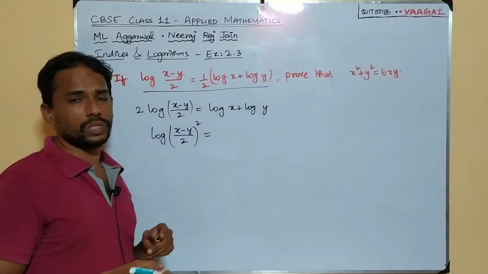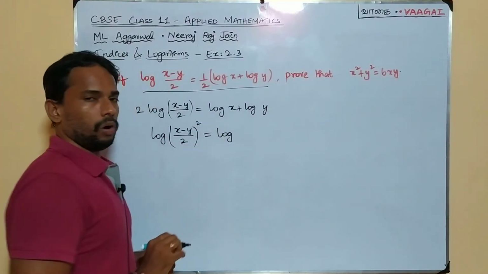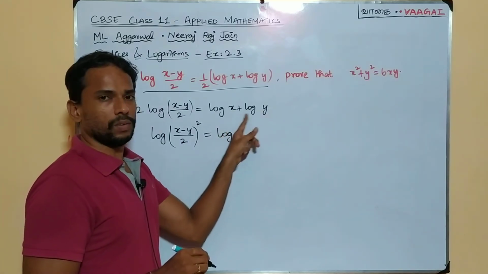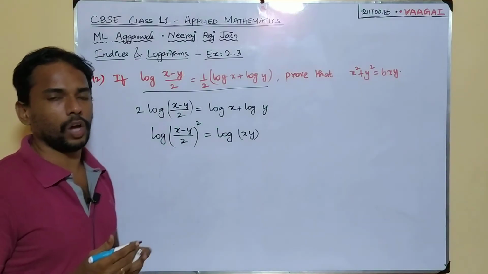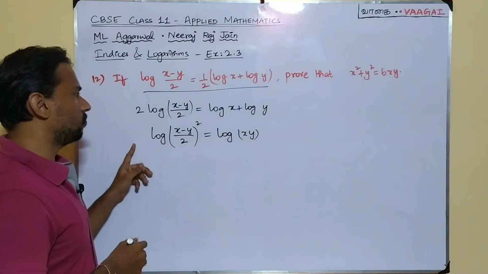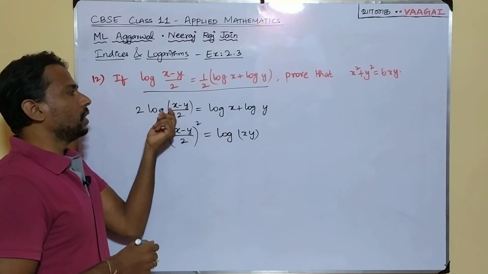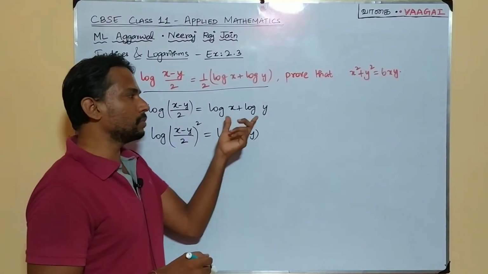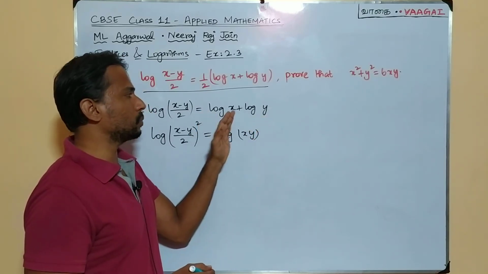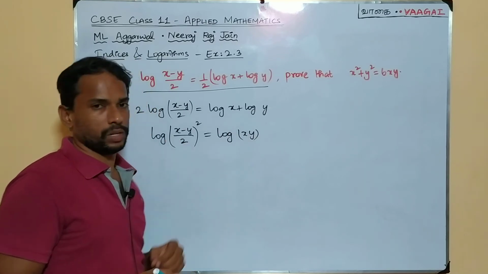Here we can use the product rule. So we get log of xy, simple, log of xy. I hope you can understand this. On the left hand side I used the power rule so that I get this (x minus y) by 2 the whole square, and on the right hand side I'm simply using the product rule. So log x plus log y becomes log of the product, it becomes xy. That's it.